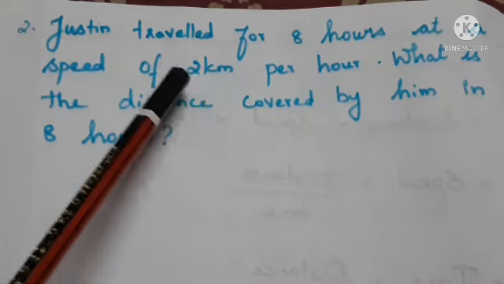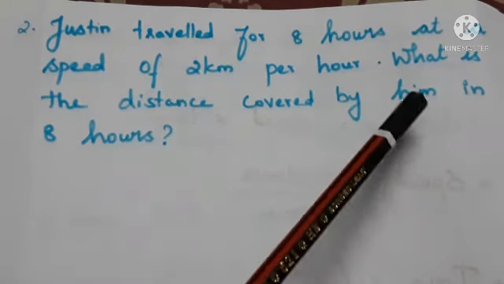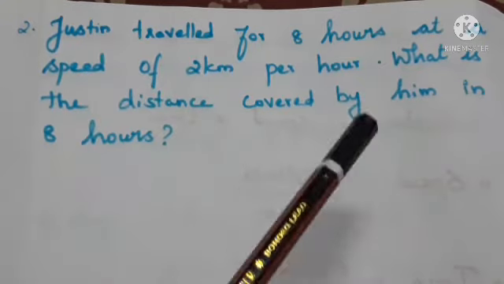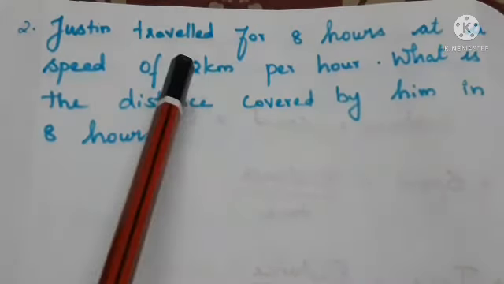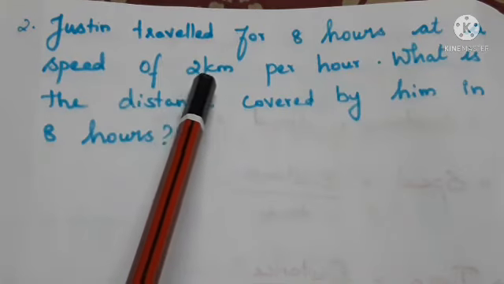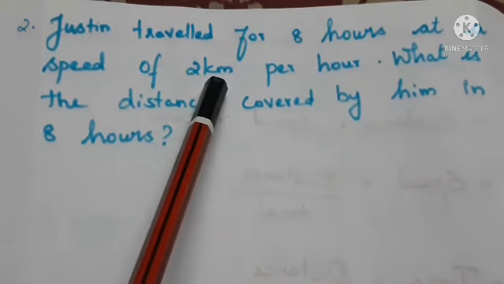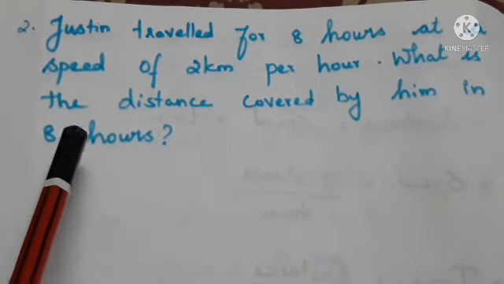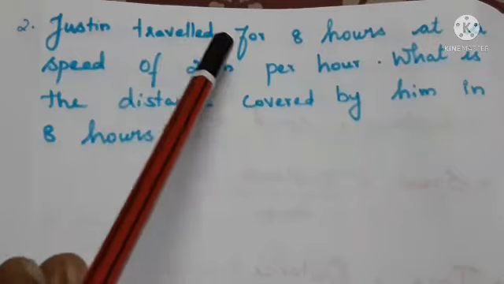Whether he is walking or using some vehicle, we want to find out the distance. We have to find the distance covered by him in 8 hours. Here they have given that within 1 hour he will cover 2 kilometers, so we have to find out how much distance he will cover within 8 hours. See once again, Justin is traveling for 8 hours.